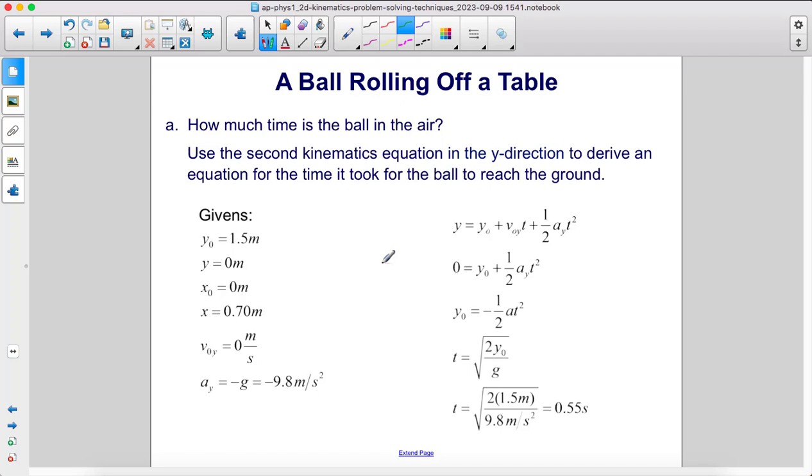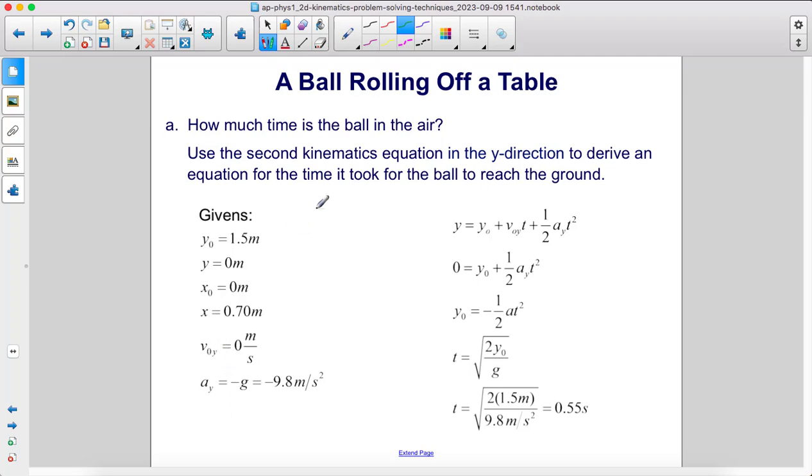The first step of a lot of projectile motion problems is going to be to find airtime. Airtime might be a given in the problem, but a lot of the times you are going to have to find airtime. To find airtime, we're going to use the second kinematics equation in the y dimension, because that's the only equation we have that has time in it, that we have all the other givens that we need. So for example, here's our list of givens.